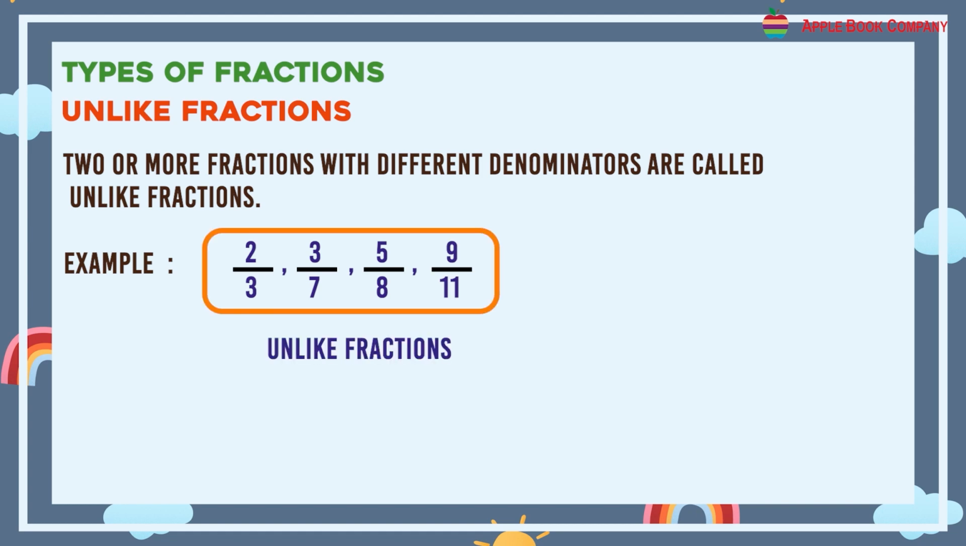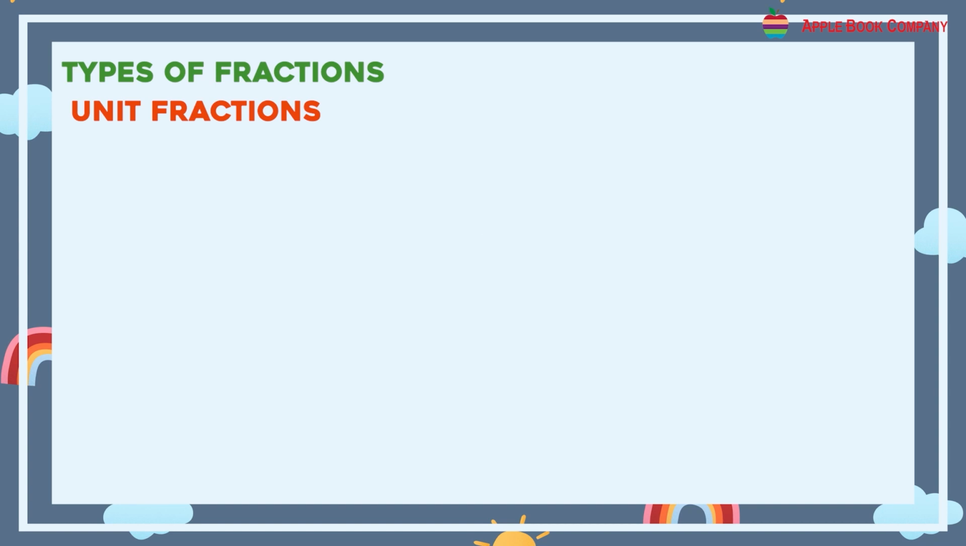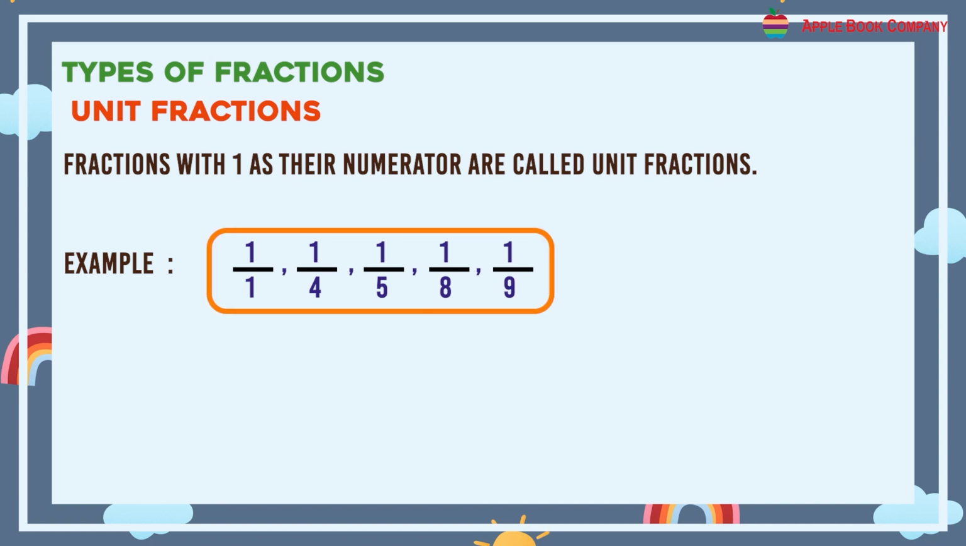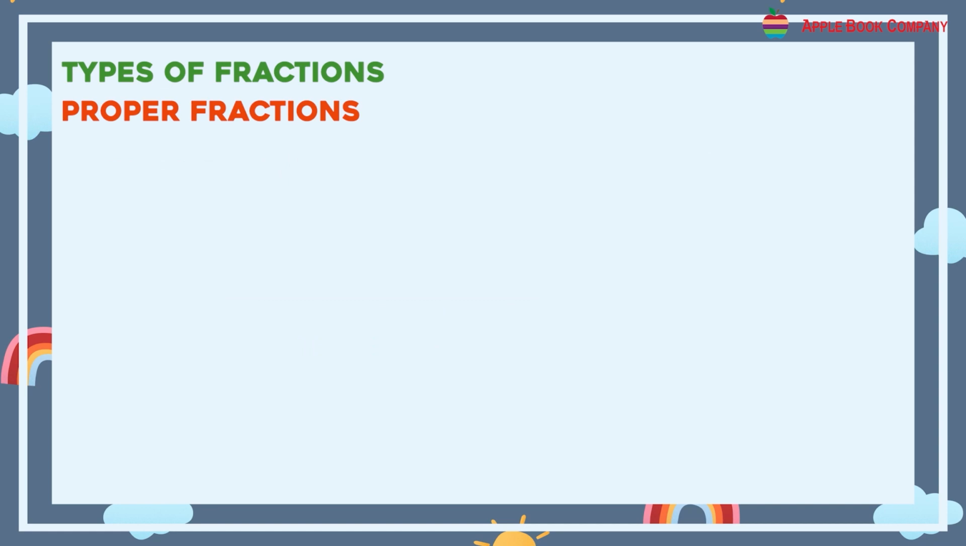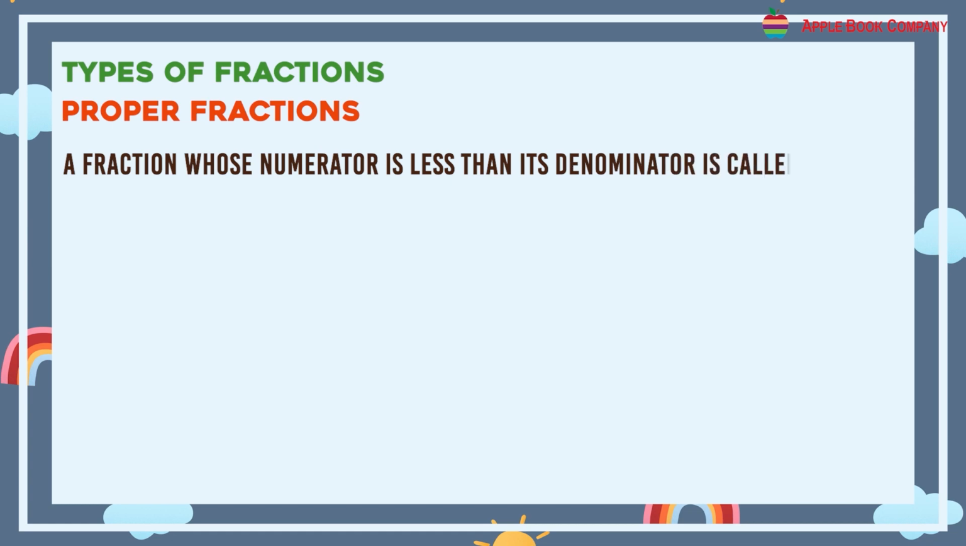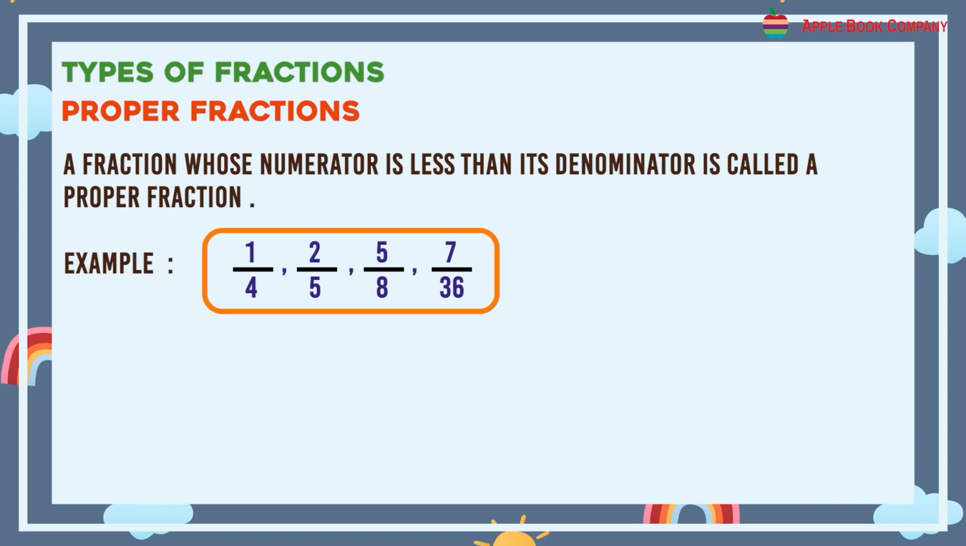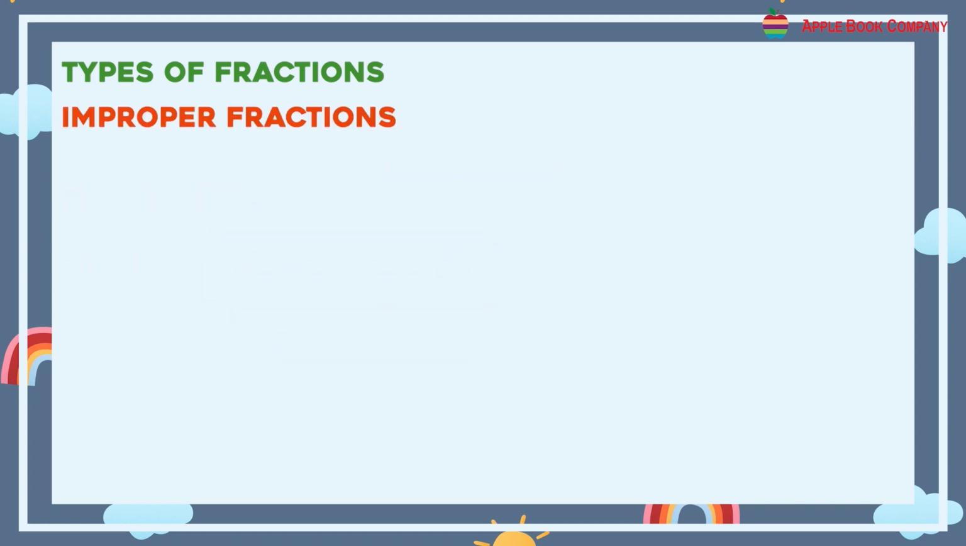are all unlike fractions. Unit fractions. Fractions with 1 as the numerator are called unit fractions. For example, 1 by 1, 1 by 4, 1 by 5, 1 by 8, 1 by 9, etc. are all unit fractions. Proper fractions. A fraction whose numerator is less than its denominator is called a proper fraction. For example, 1 by 4, 2 by 5, 5 by 8, 7 by 36, etc. are all proper fractions.